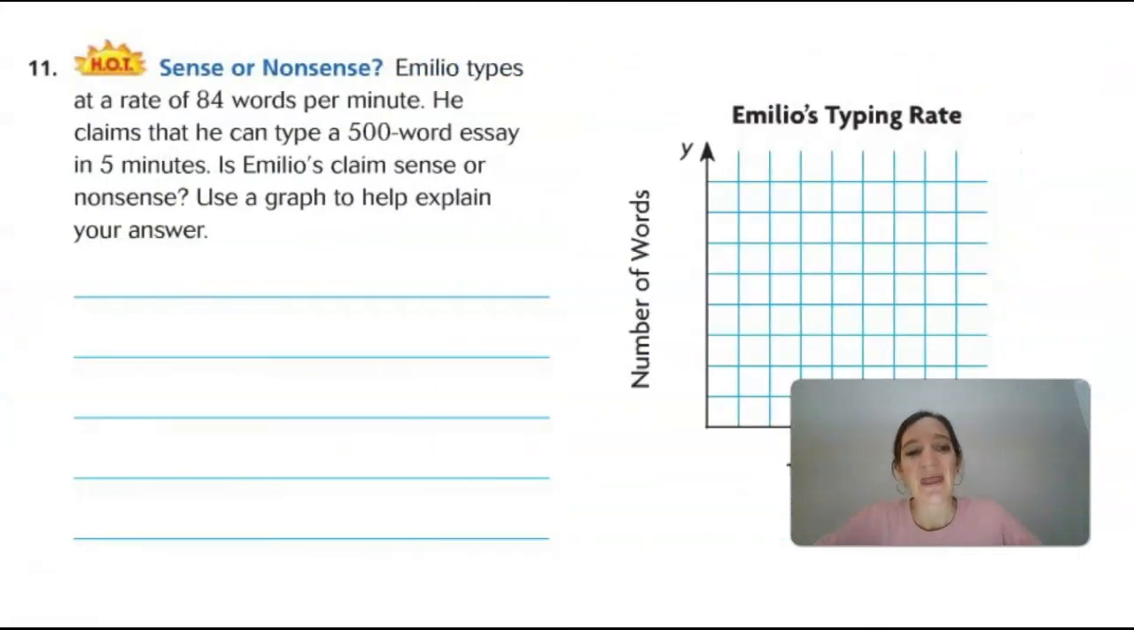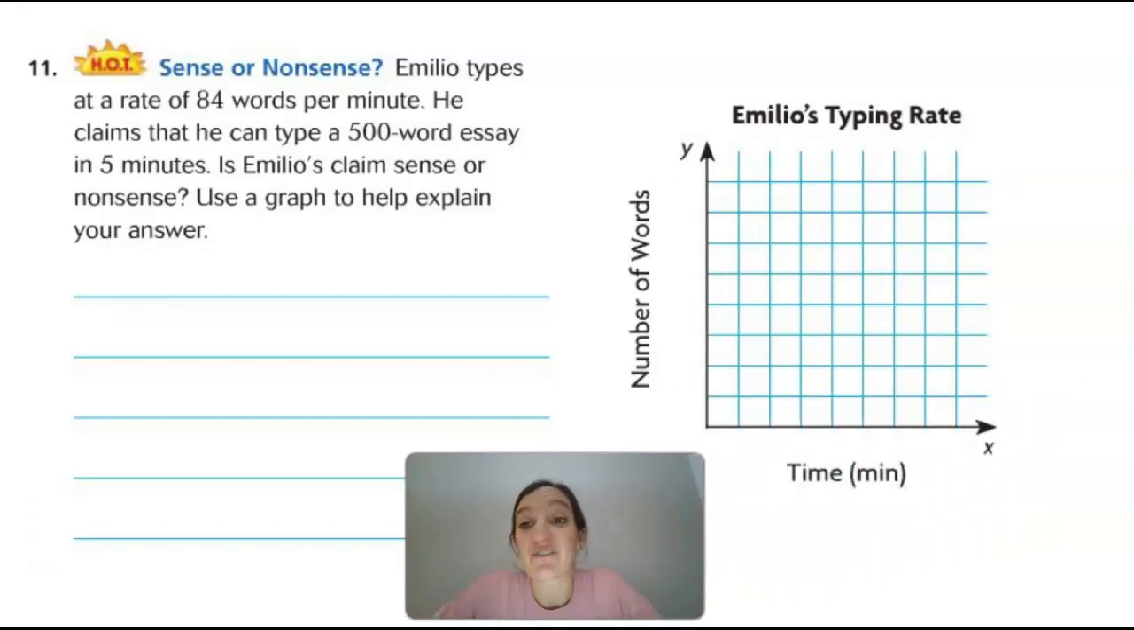Last one for you. Emilio types at a rate of 84 words per minute. That's pretty good. Good job, Emilio. He claims that he can type a 500-word essay in 5 minutes. Is Emilio's claim sense or nonsense? Use a graph to help explain your answer.